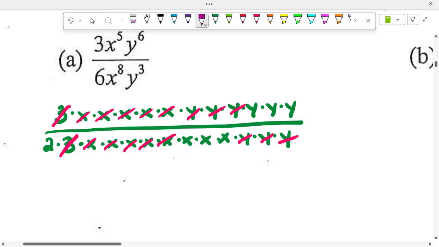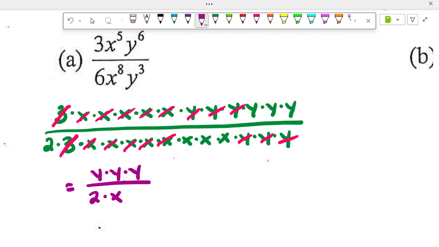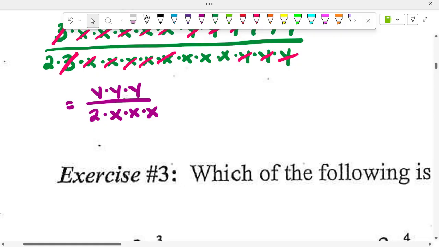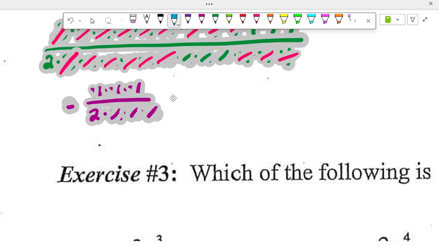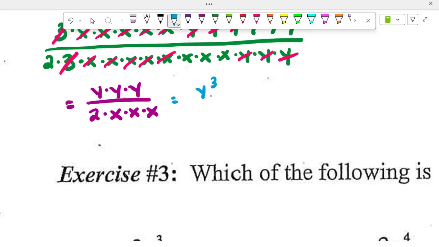So what I'm left with is y times y times y over 2 times x times x times x. Well, now let's simplify that. If I have y times itself 3 times, what's that the same as? Y cubed. We leave the 2. If I have x times itself 3 times, what's that the same as? X cubed. Now here's my answer.